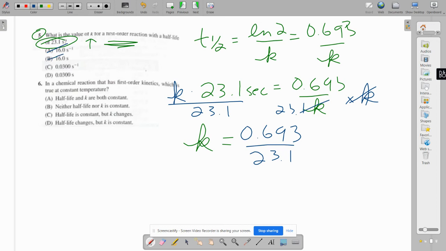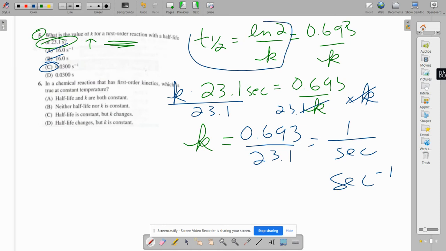So A and B are out. That leaves C and D, and they're the exact same number. The only difference is the units. Looking at the units, the top is unitless, because the natural log of anything doesn't have units, and 23.1 is seconds. So the units would be 1 over seconds, which supports letter C. Another way you could write that is seconds to the minus 1. Not too bad. We did that without a calculator; we really didn't have to calculate anything. It was more about knowing what formula to use. So that's a pretty good one.